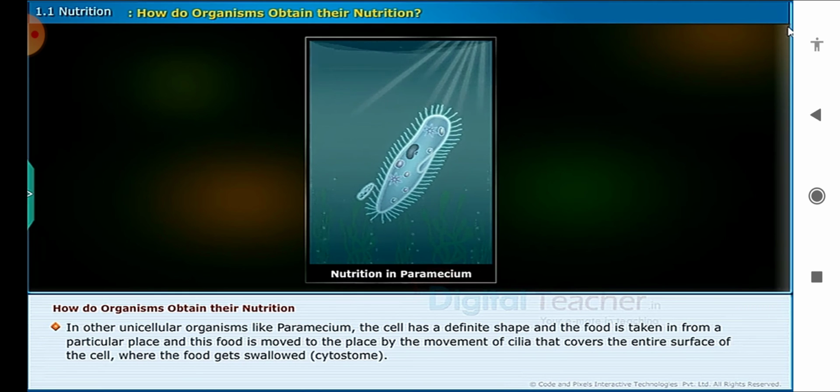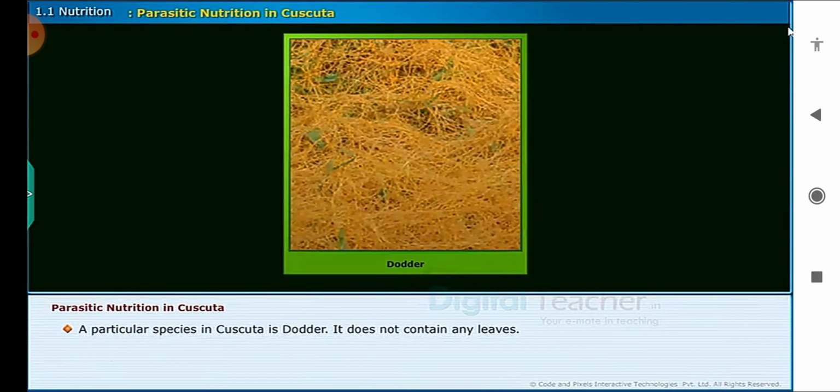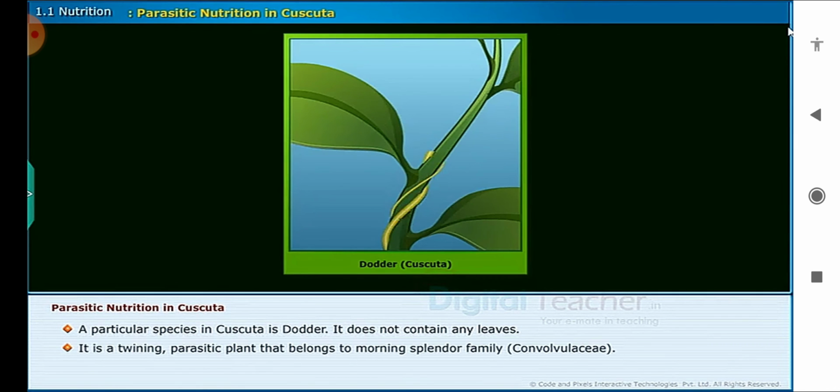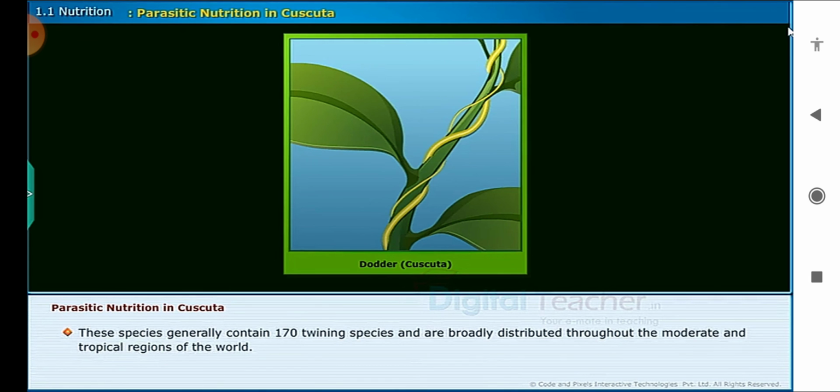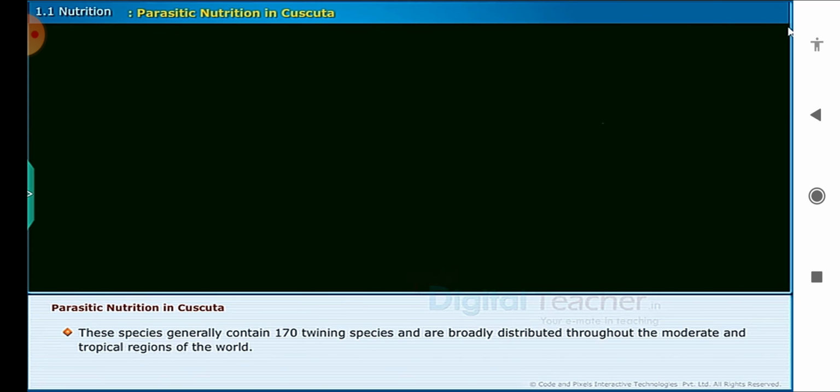Let us learn in detail about parasitic nutrition in Cuscuta. A particular species in Cuscuta is dodder. It does not contain any leaves. It is a twining, parasitic plant that belongs to the morning glory family. These species generally contain 170 twining species and are broadly distributed throughout the temperate and tropical regions of the world.